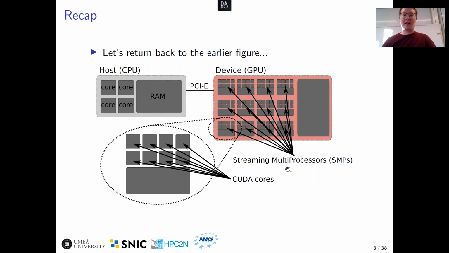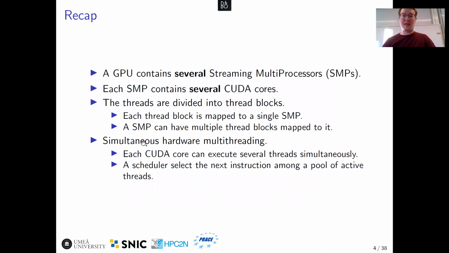So let's take a little recap of the previous lecture. I told you that we have a host with the CPU and RAM. We have the device being the GPU. Inside the GPU, we have streaming multiprocessors, and inside a streaming multiprocessor, you have a set of CUDA cores. Then we have this large pool of threads that are divided into thread blocks, and each thread block is mapped to a single SM. And each SM can have multiple thread blocks mapped to it. So there is no reason to have a one-to-one mapping. It's usually beneficial to actually have several thread blocks running on an individual SM.